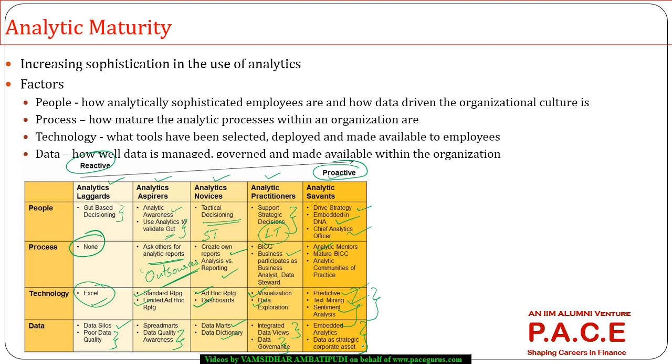So this is how you look at the different layers of analytics maturity, and organizations have to do an assessment of where they fall with respect to all these four factors in terms of their analytics implementation within their organization.